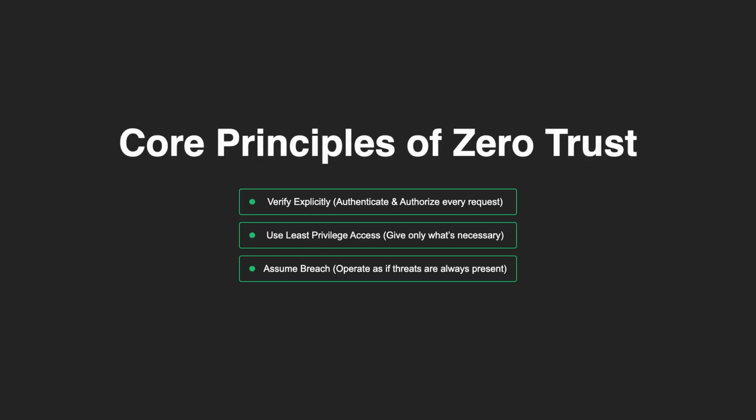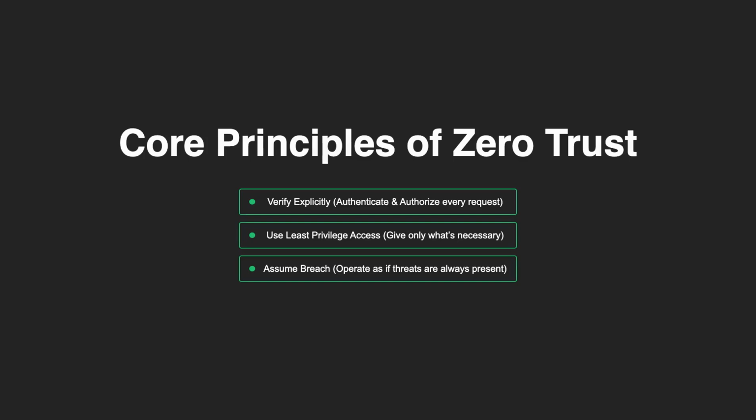First, you confirm every request's identity: user, device, location, and even behavior. Second, you grant the smallest set of permissions possible. And third, you behave as though an attacker might already be inside your network, limiting lateral movement.